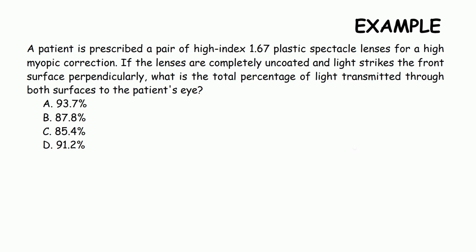So let's have an example applying those three equations that we've discussed earlier. A patient is prescribed a pair of high index 1.67 plastic spectacle lenses for a high myopic correction. If the lenses are completely uncoated and light strikes the front surface perpendicularly, what is the total percentage of light transmitted through both surfaces to the patient's eye? So is it A, B, C, D? You may pause this video if you want to answer.